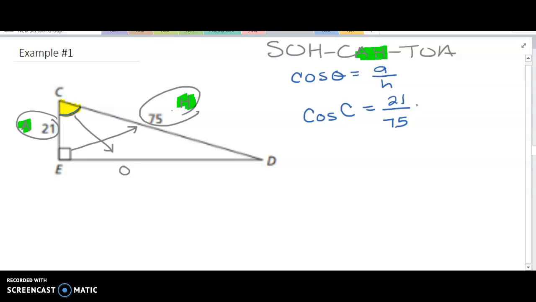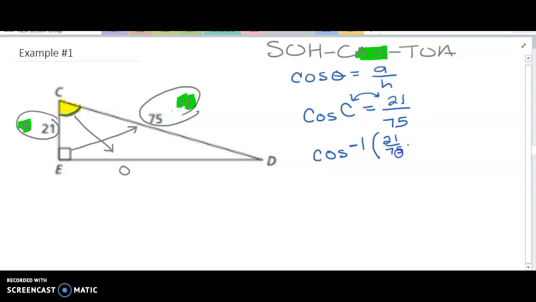So I don't have the angle measure, but I know the cosine trigonometric function is 21 over 75. So this is when I want to use my inverse. So I could say cosine inverse. When I use the inverse, I flip this.